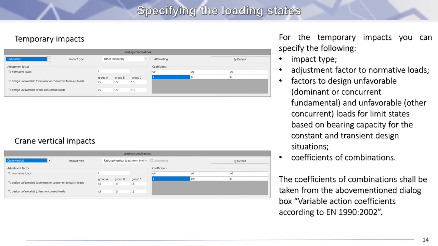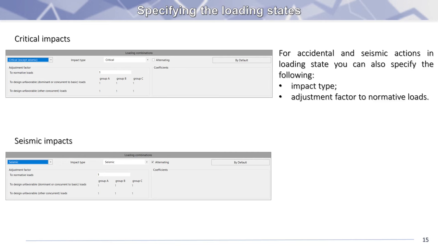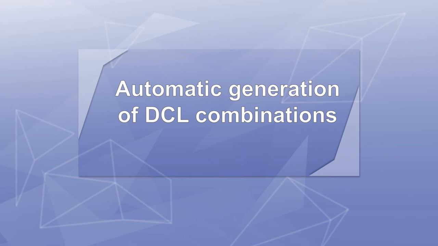Coefficients of combinations. The coefficients of combinations shall be taken from the above-mentioned dialog box Variable Action Coefficients according to EN1990-2002. For accidental and seismic actions in loading state, you can also specify the following. Impact type, adjustment factor to normative loads. Automatic generation of DCL combinations.